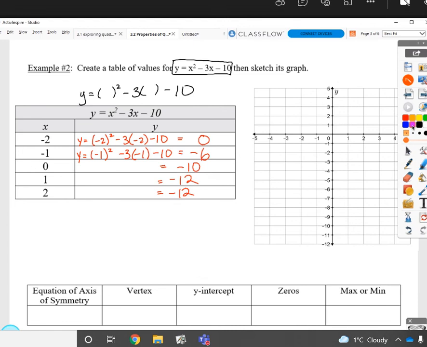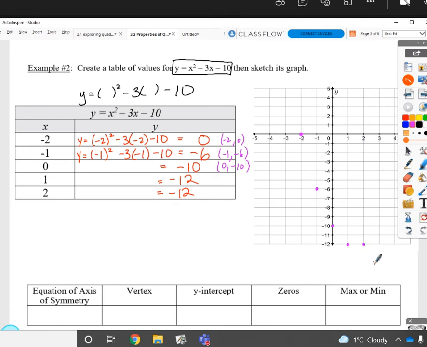We got negative 2, comma, 0. That is coordinate number 1, right? The next coordinate would be negative 1, negative 6. So we go negative 1, negative 6. Next one, we said 0, negative 10. The next one we got here is 1, negative 12, which we said felt a little weird. And then we have here 2, negative 12.